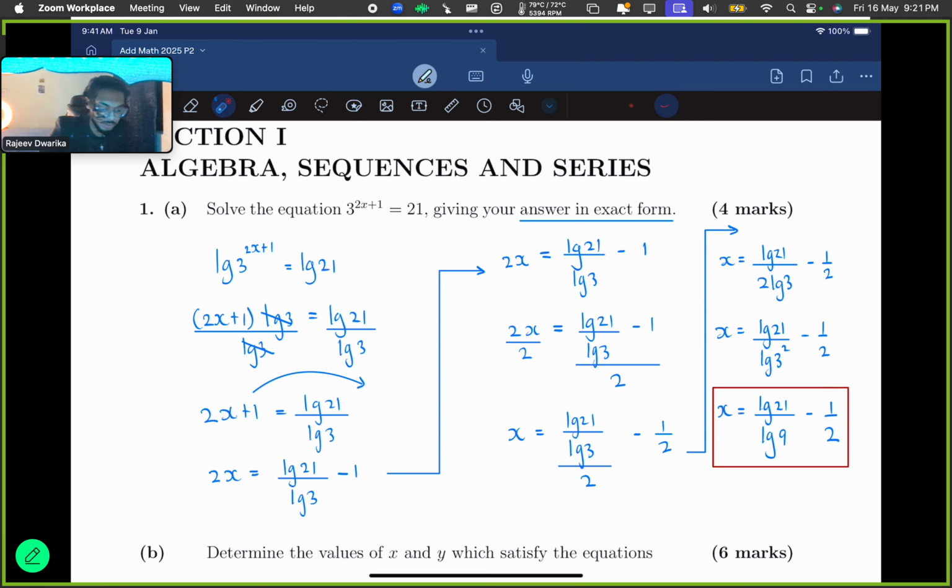You're supposed to get 0.89. In maths, anytime you're trying to find an unknown, you are trying to see if it satisfies the equation. So you take 0.89 and plug it in here, and you're supposed to get something extremely close to 21 using the rounded off value. So in the calculator, put 3 to the power 2 times 0.89 plus 1, and let me know if you get something very close to 21, in which case you would be correct.